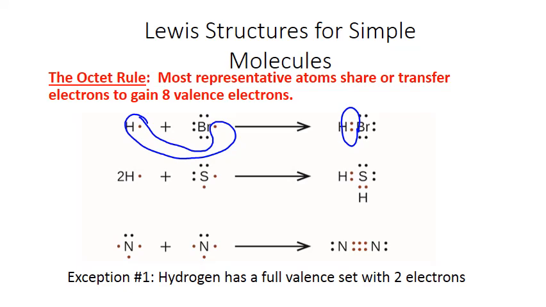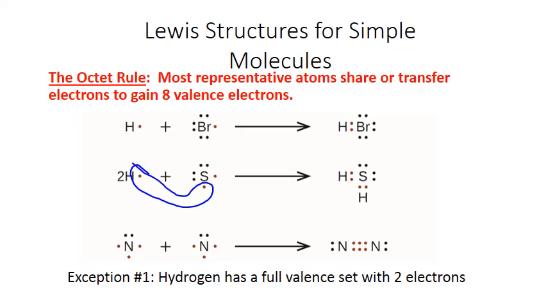In the second example, we have two hydrogen atoms, each with one unpaired electron, and one sulfur, which has two unpaired electrons. Each of those hydrogen atoms is going to share its unpaired electron with one of the unpaired electrons on sulfur. So we end up in the final molecule with our two hydrogen atoms having two single bonds with the sulfur in the middle.